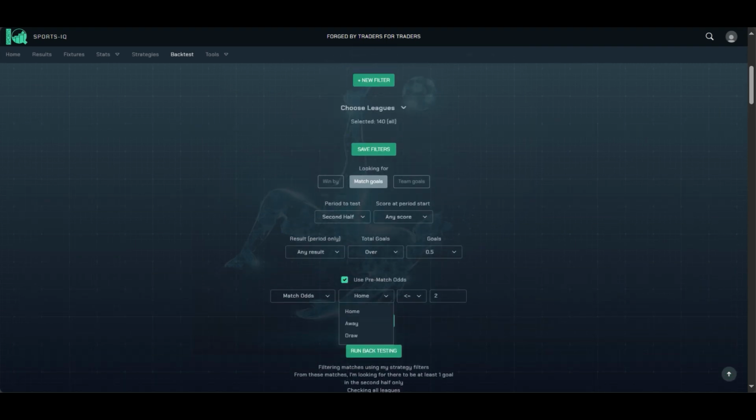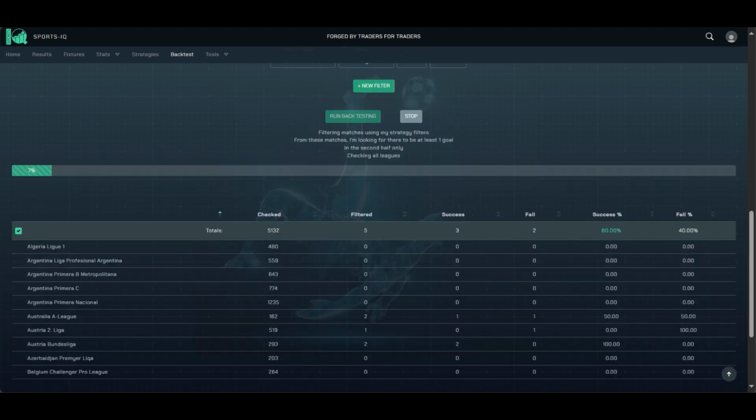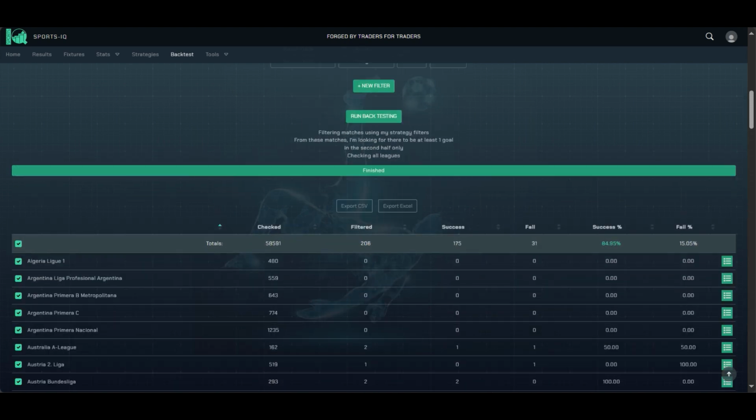So let's have a look at the away team under 2. We've run the same test for the matches where the away team was the favourite, and the results are as follows: 206 matches played, 175 successes and 31 failures. This gives us a strike rate of 84.95% and a failure rate of 15.05%.